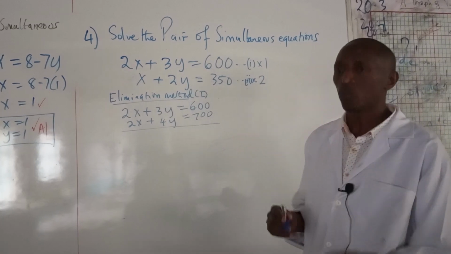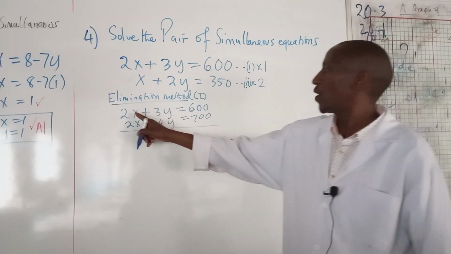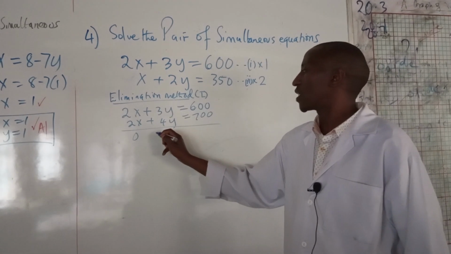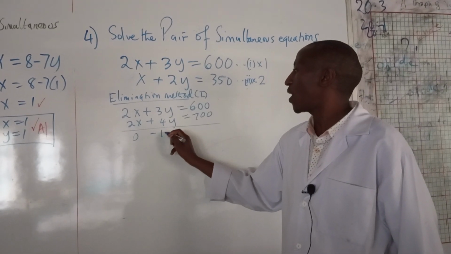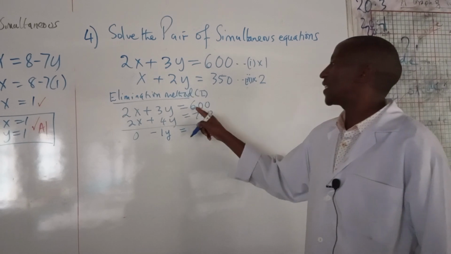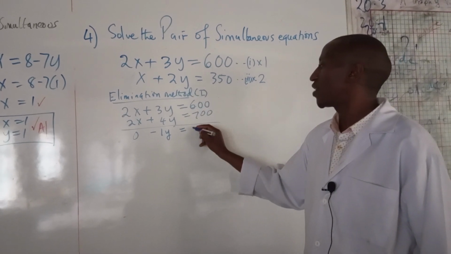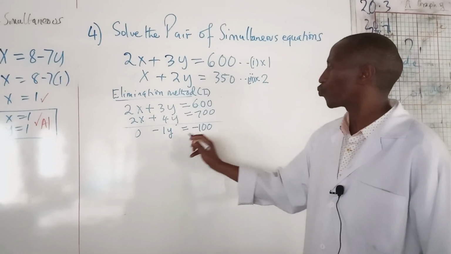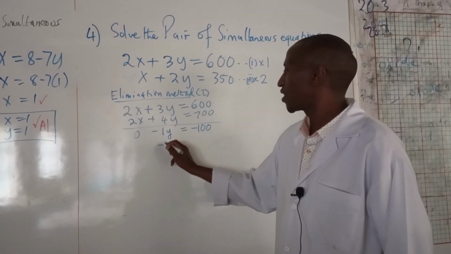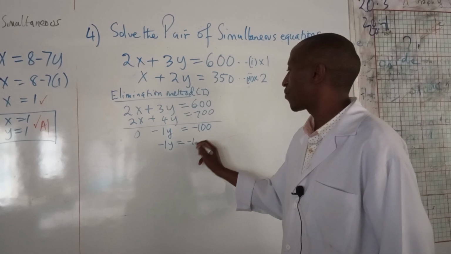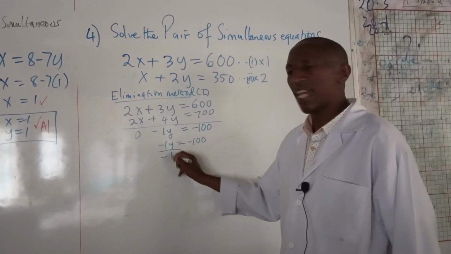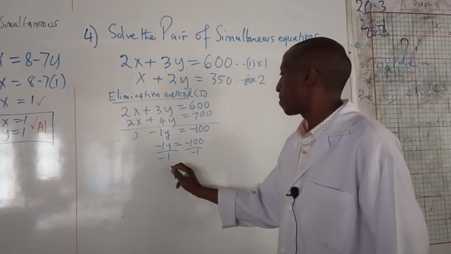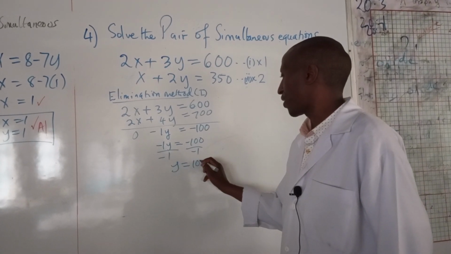And once more, we subtract 2x by 2x, it gives you 0. 3y minus 4y gives you negative 1y. 600 minus 700 gives you negative 100. And that gives us what? That negative 1y is equal to negative 100. We divide both sides by negative 1 to get that y is equal to 100.